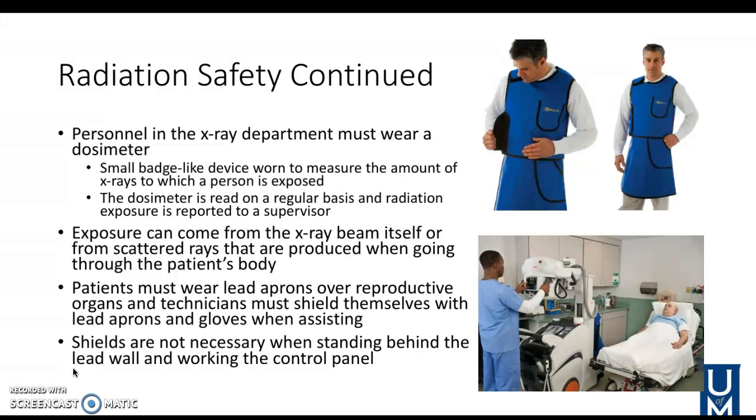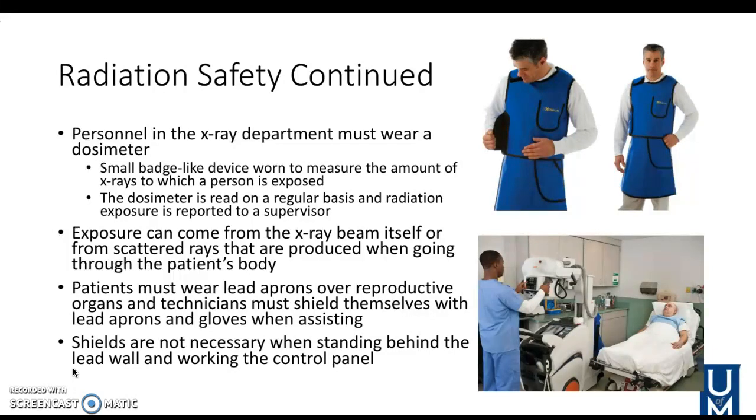Some other safety information. So the personnel working in the x-ray department must wear a dosimeter. This is a small badge-like device worn to measure the amount of x-rays that the person is exposed to. The dosimeter is read on a regular basis, and radiation exposure is reported to a supervisor. So we want to make sure that our patients are safe, but also our personnel working with these x-rays are safe, so they actually wear those dosimeters to make sure that they're not putting themselves into too much risk by being exposed to those x-rays.